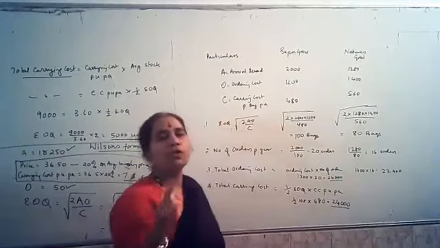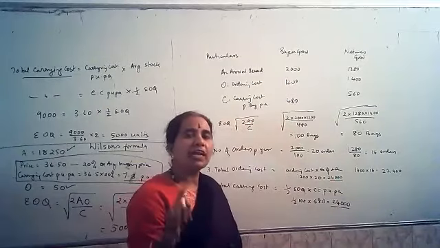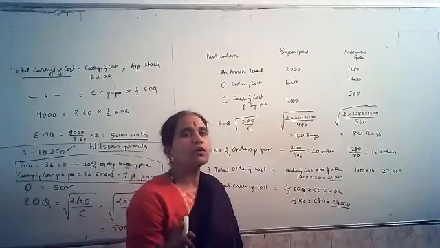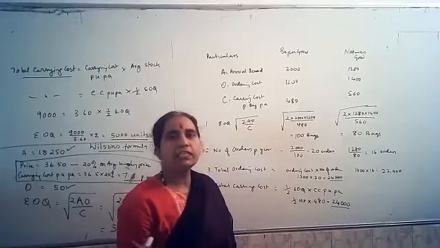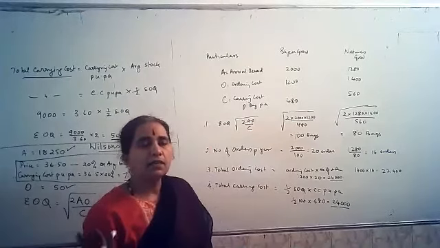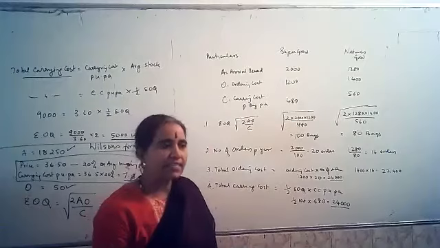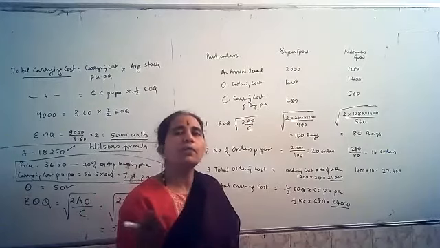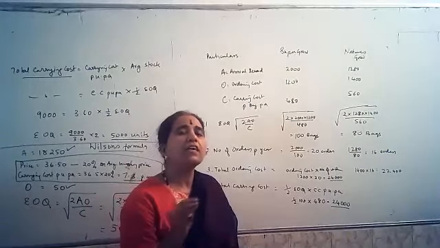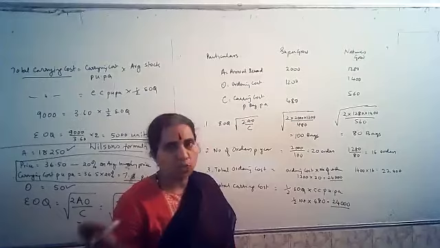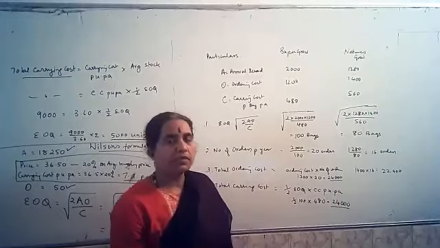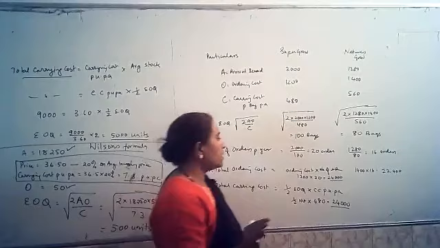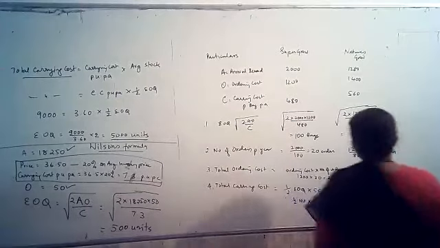At EOQ, if you calculate the total ordering cost and total carrying cost, both will be the same. There will be no change in the carrying cost or ordering cost. That is the reason it is called economic order quantity. Economic means you are not losing on storing, you are not losing in ordering. Both are the same.